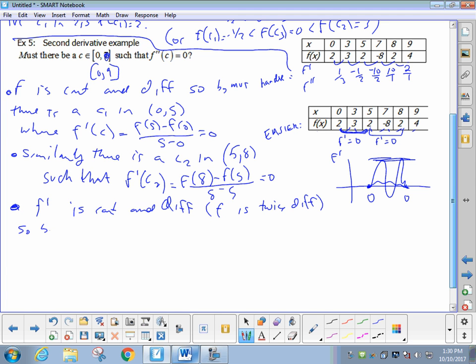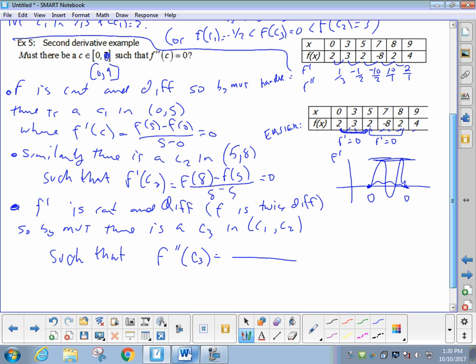So by MVT, as applied to F prime, there is a C3, I suppose, in C1 to C2, such that, and here's where you're careful with your notation, F prime, F, or F double prime? F double prime at C3 equals F prime at C2 minus F prime at C1 over C2 minus C1, which must be 0. That's as ugly as you're going to see.